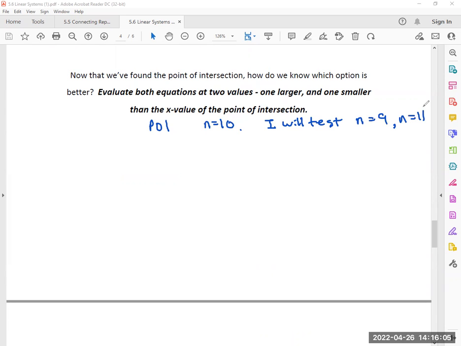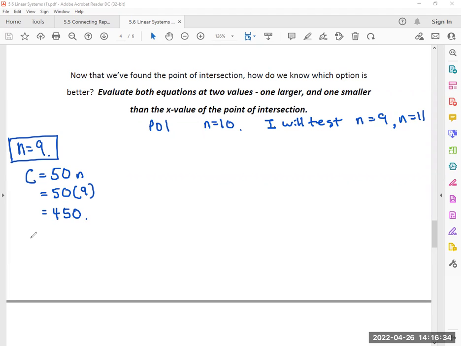So n equals 9, if I have 9 days, which one's the better deal? If I have 11 days, which one's the better deal? Okay, 9 days. C equals 50 times n. C equals 50 times 9. How much do I pay for 9 days? $450.